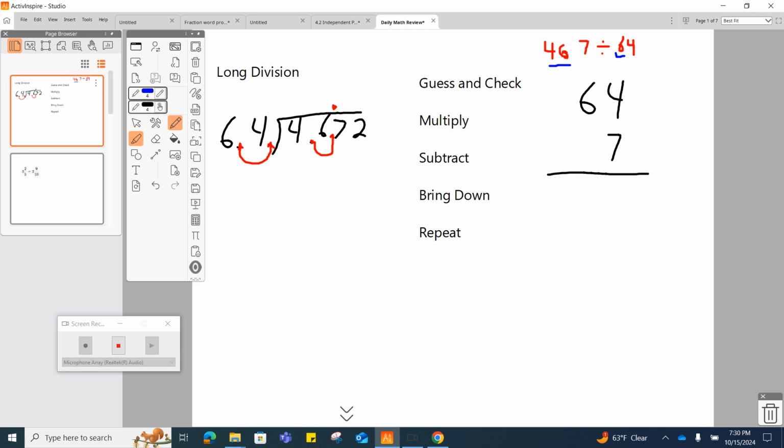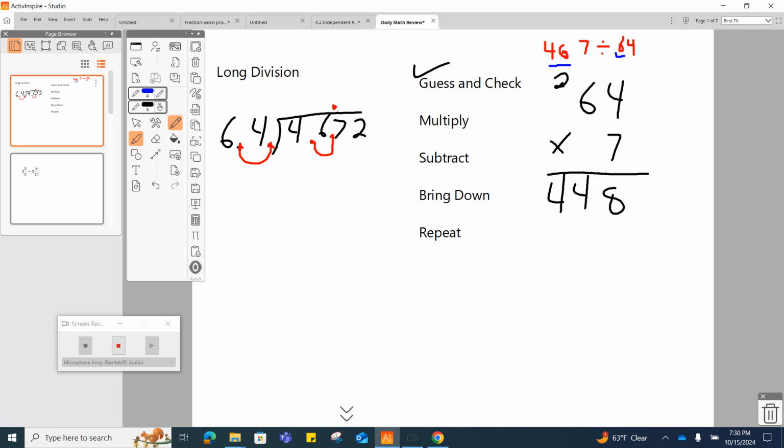So 4 times 7 is 28. It goes up here. If you don't know your multiplication table, pull out your multiplication chart. That's a 2. 6 times 7 is 42, plus another 4 is 44. So that's my guess and check.